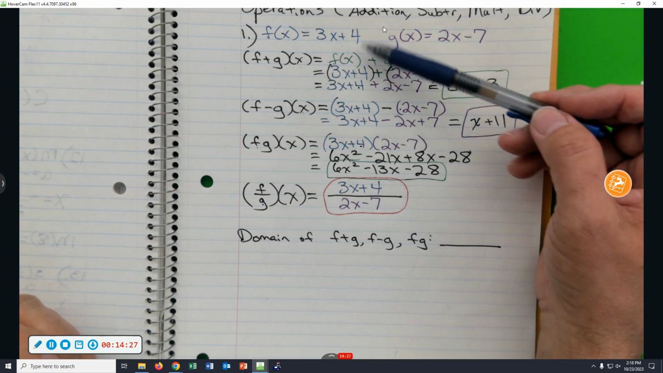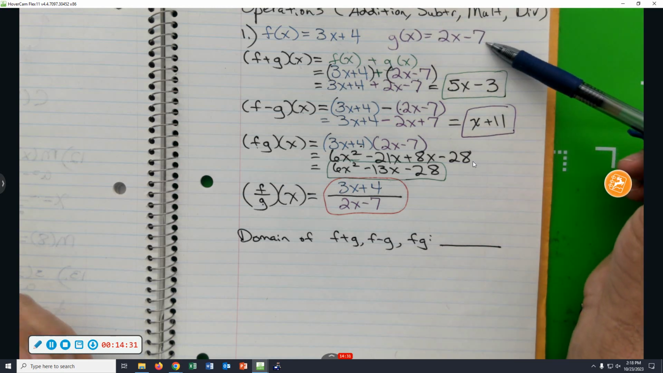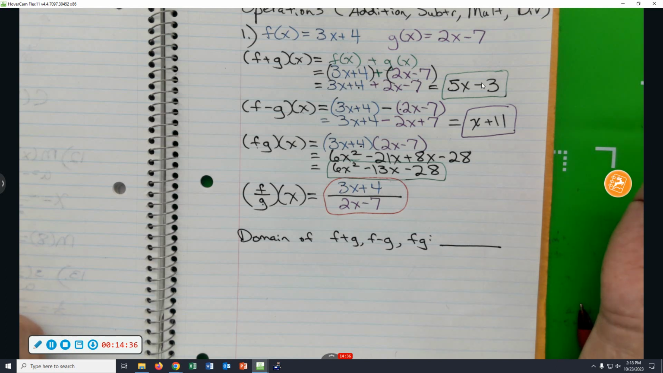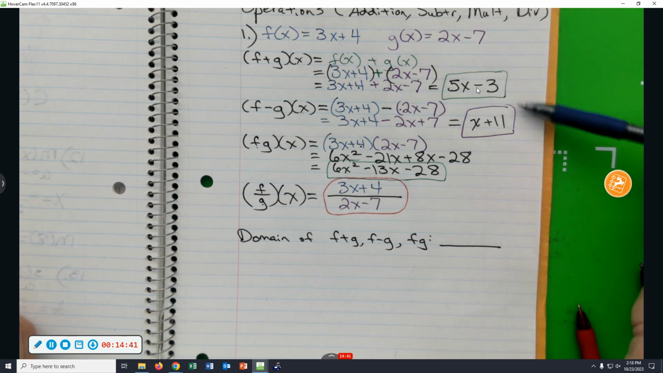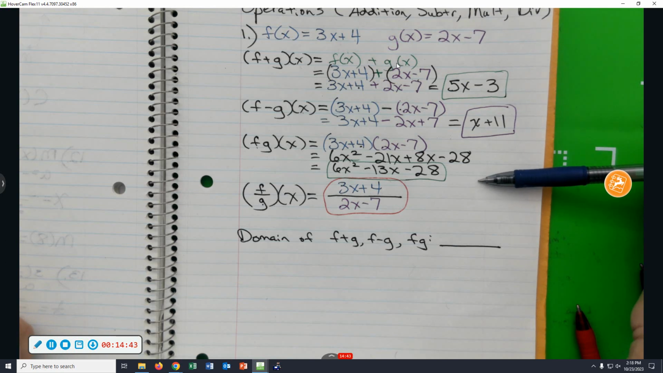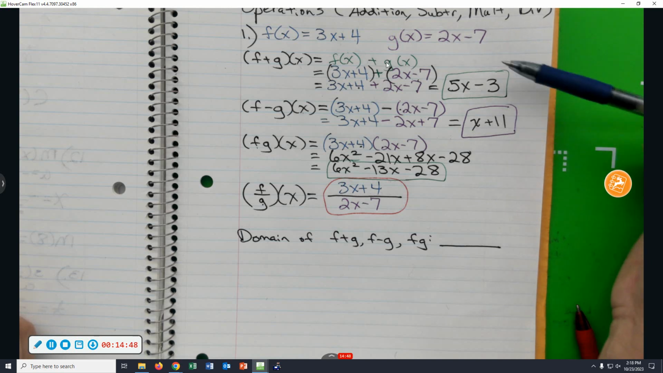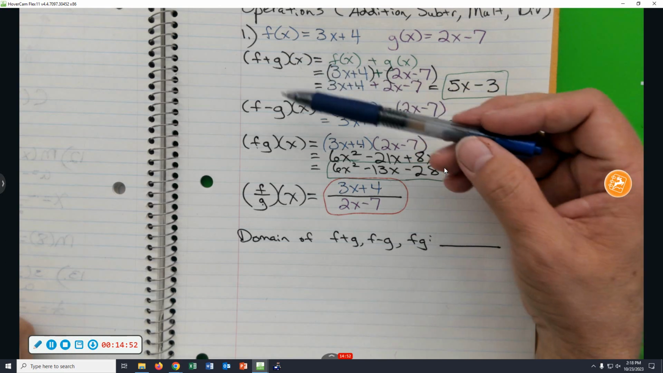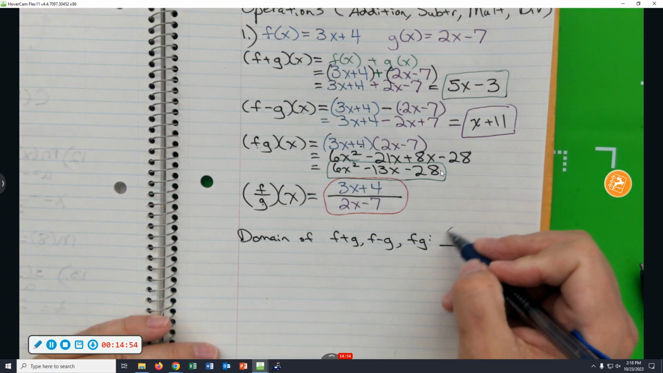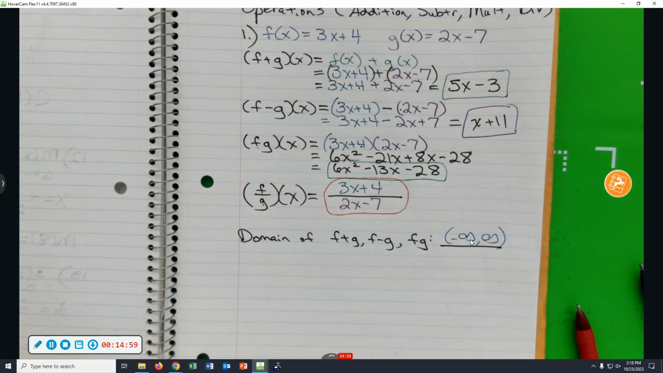These are all graphs of diagonal lines. We said the domain of any diagonal line is all real numbers. We said the range of any slanted line is all real numbers as well. But there's no place throughout any of the work where you could pick up a denominator of 0 or the square root of a negative, because there are no fractions or negatives or square roots appearing in f plus g, f minus g, f times g. So the domain is all real numbers, written with interval notation.